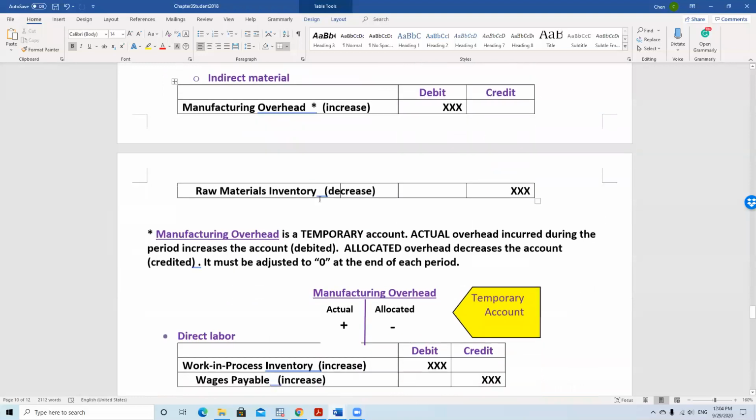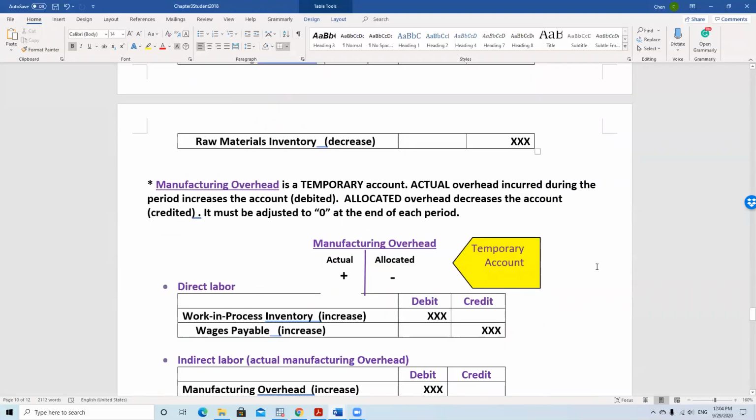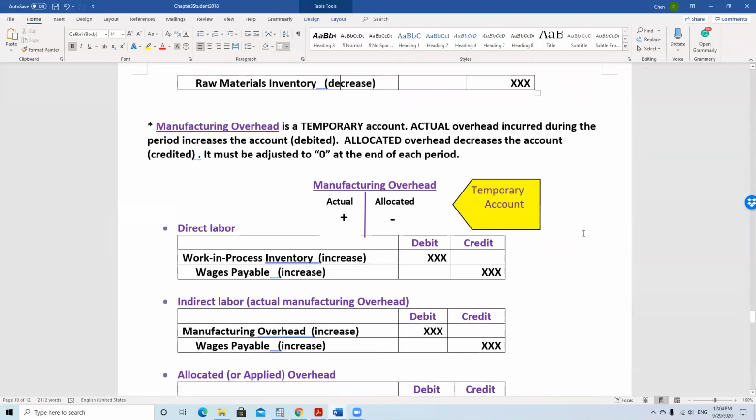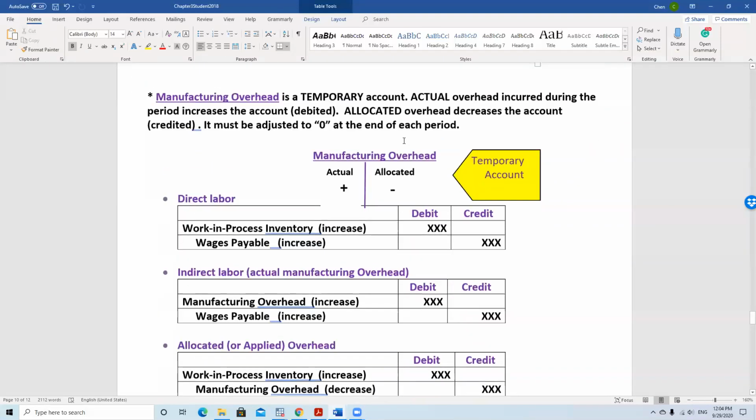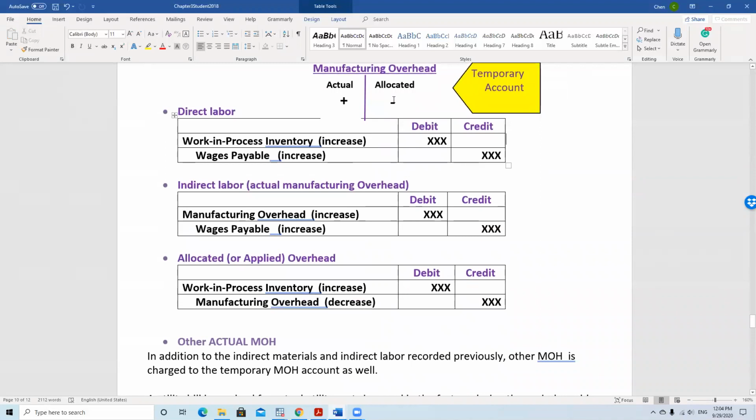Manufacturing overhead is a temporary account. And then actual overhead incurred during the period increases the manufacturing overhead, but allocated overhead decreases the manufacturing overhead account. Okay, so you can see debit is actual, allocated is a credit.